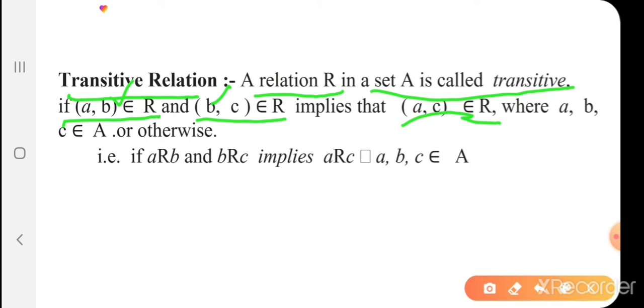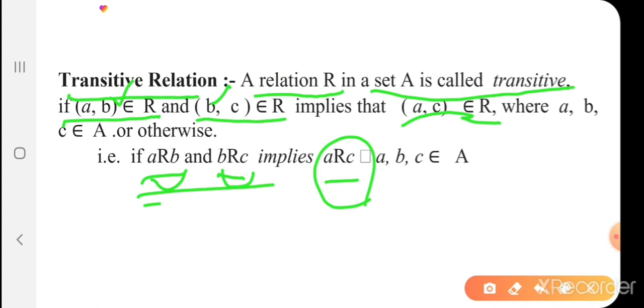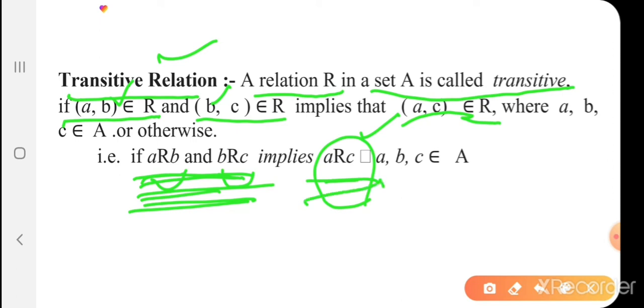Otherwise, this can be written in another way: a is related with b, b is related with c, then a is related with c. So the first element is related with the second and the second element is related with c, then you have to show the first element is related with the last. If the first element is not related with b and the second is not related with c, then there is no need to show this, and it is automatically transitive in that case. If this situation is present, then you have to show this. If this is okay, then you say the relation is transitive.